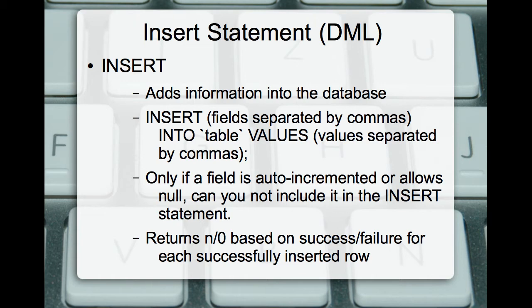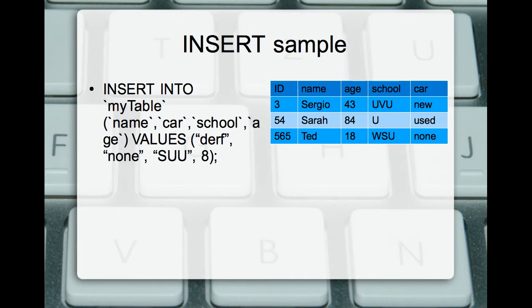A quick little sample. Insert into my table, name, car, school, age, values of DERF, none, SUU, 8. If you notice, I am not inserting an ID value. Because the ID value is not being inserted, we can assume that it is either A, null is acceptable, or B, auto-incremented. As it is the ID variable, we should most likely assume that it is B, auto-incrementing.